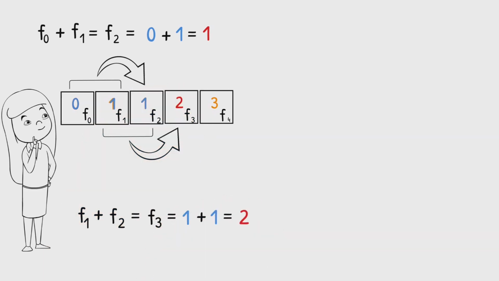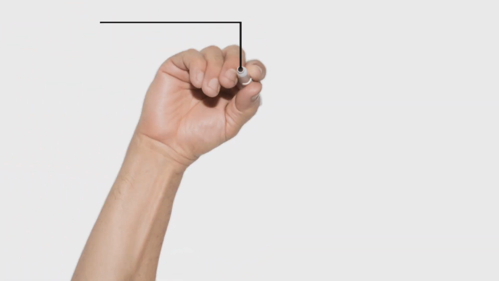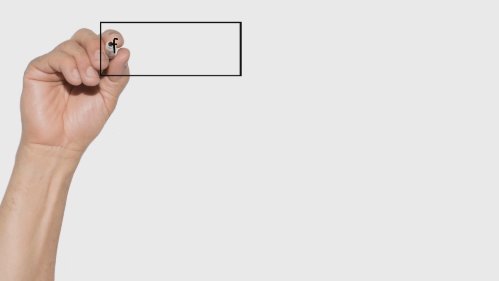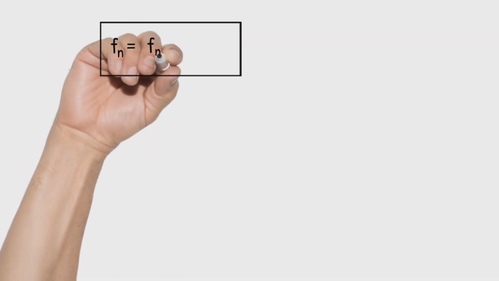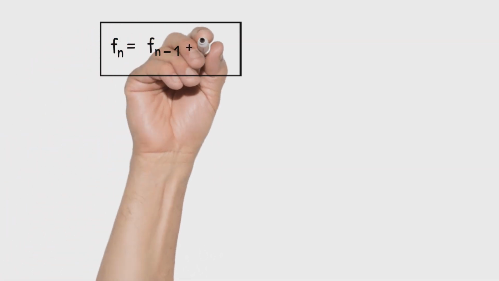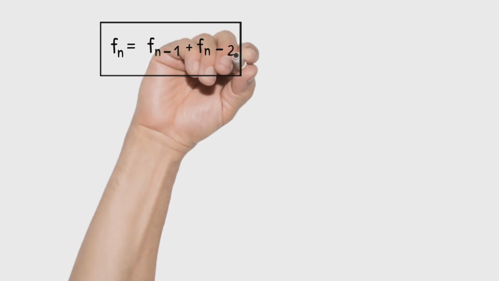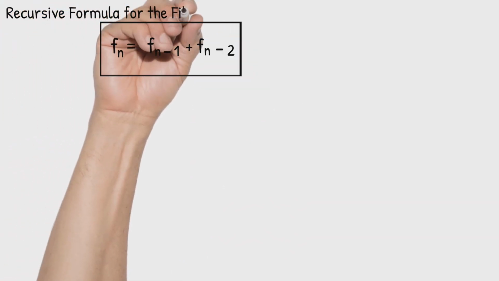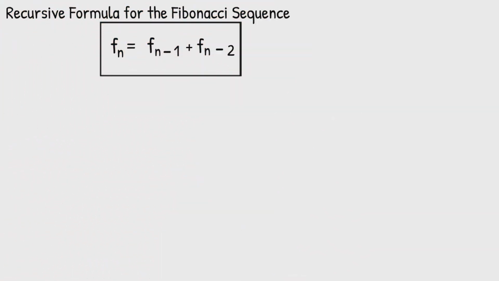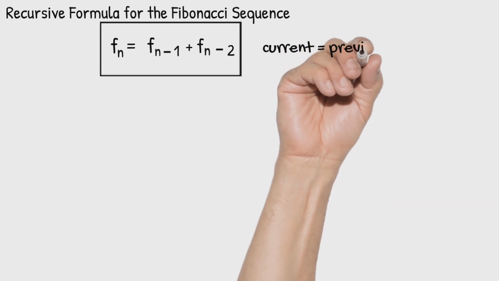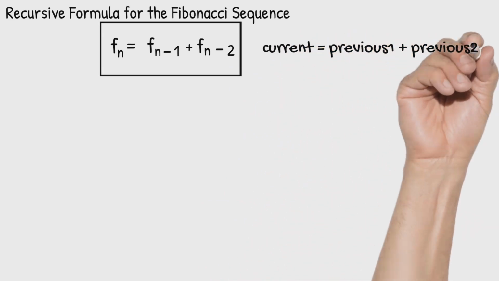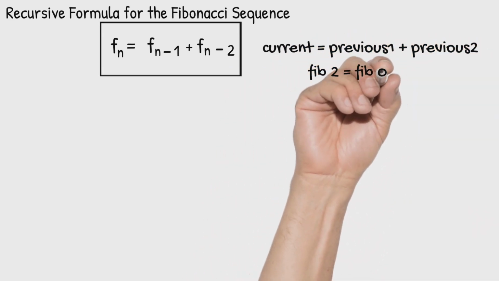Now here's where things begin to get a little bit tricky. The mathematical way to describe what was discussed in the previous slide looks something like this. This is what we would call a recursive formula for the Fibonacci sequence. It's a recursive formula because it's a formula that defines each term or Fibonacci number of the sequence based on previous terms. For example, to determine the value for F2, we must know the values for F0 and F1.